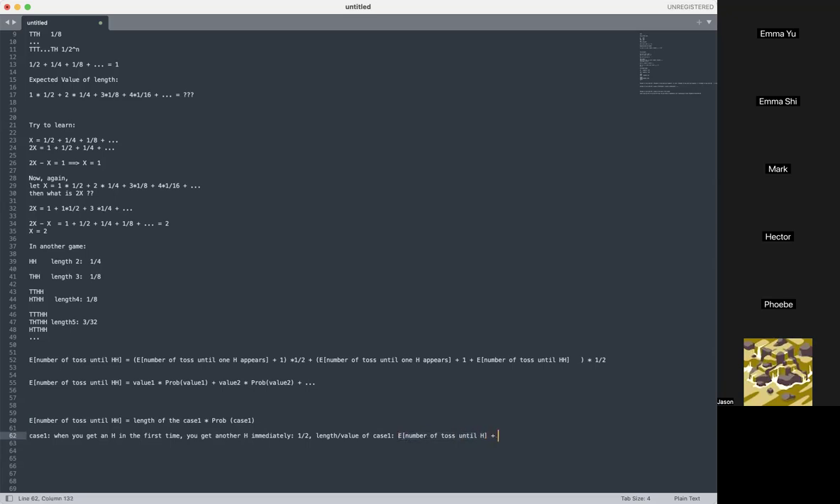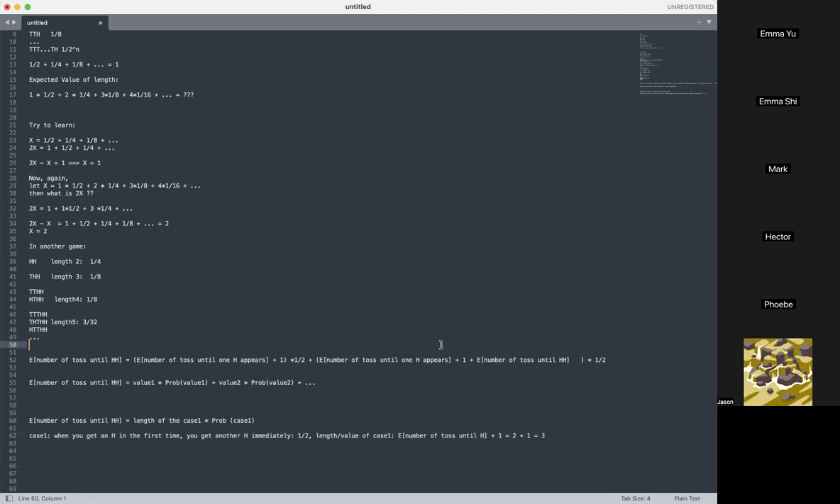So it's just +1, right? Because in this case, we assume you get an H the first time, and then you get another H immediately. So it's just the number of times you toss until an H, and then you get an H immediately, which means one extra toss, right? So the total number of tosses for the first case is the number of tosses to get an H, and then +1. Do you get this? Yeah. So this is actually 2 + 1, which equals 3.